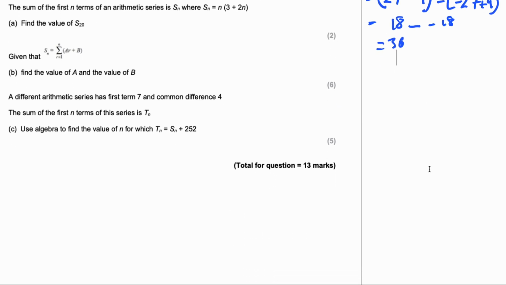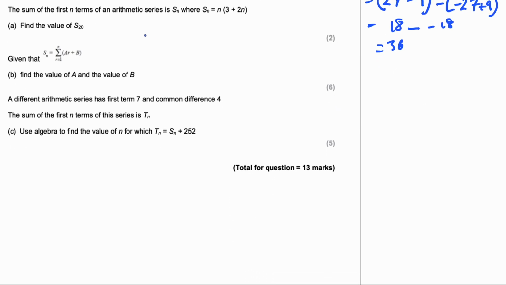Moving on to question 4. The sum of the first n terms of an arithmetic series. Find the value of S20. So for part A, S20 will be 20 times 3 plus 2 times n, which is 20, so 40. So 43 times 20, and that just gives you 860.